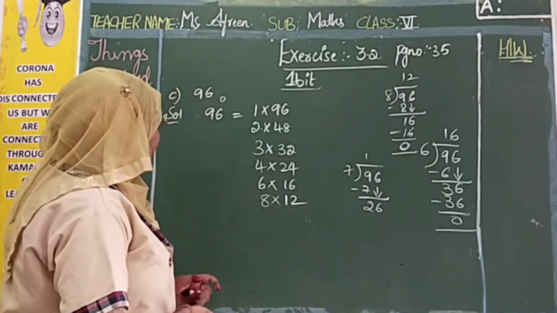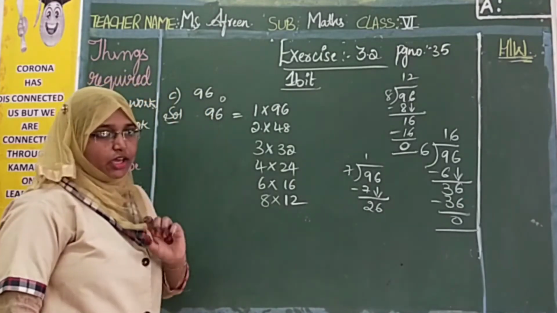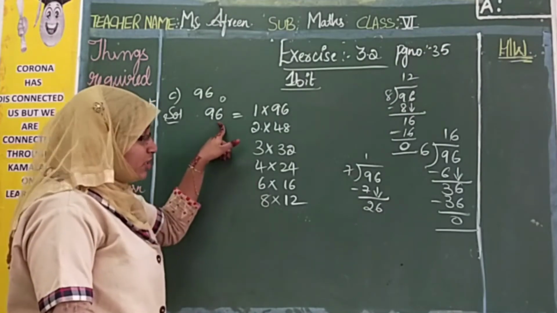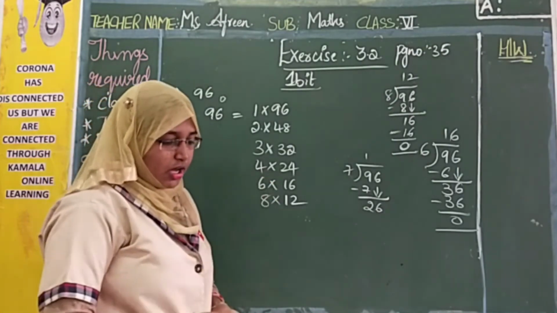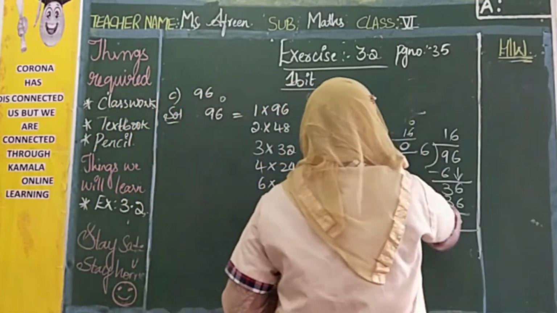So what is rule 10? Rule 10 is the last digit should be 0. Do we have a 0 here at the one's place? No, it is not divisible by 10. So these all are the factors of 96.